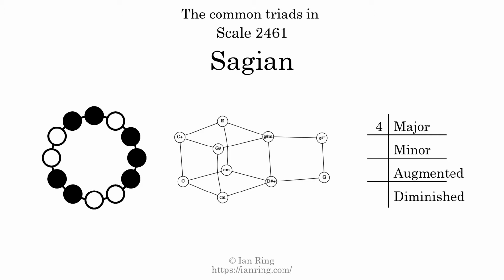There are 4 major triads. There are 3 minor triads. There are 2 augmented triads. There is 1 diminished triad. Here is a Hamiltonian path of parsimonious voice leading that uses all the triads.